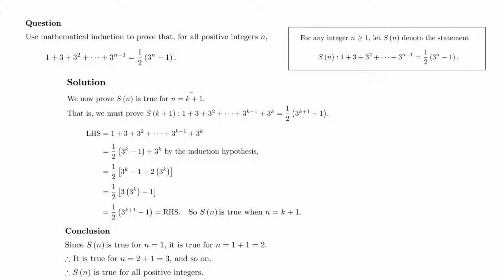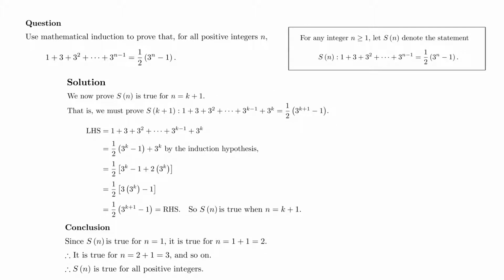Now for the conclusion. Since S of n is true for n equal to 1, it is true for n equal to 1 plus 1, which is equal to 2. Therefore, it is true for n equal to 2 plus 1, which is equal to 3, and so on. Therefore, our statement is true for all positive integers. So we have completed the question and the proof by mathematical induction.